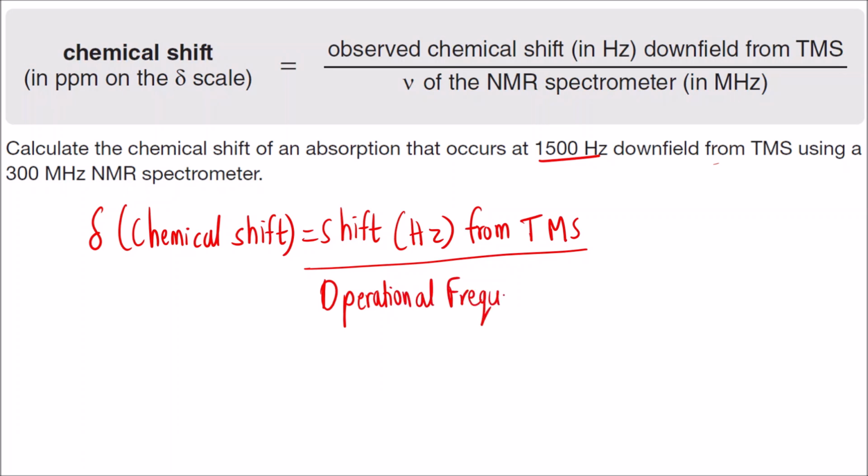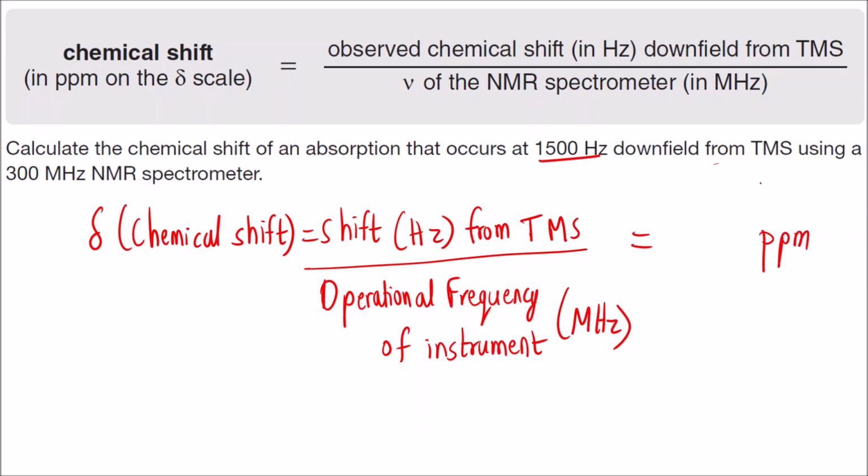The operational frequency of the instrument is in megahertz, so this is 10 raised to 6. So the value you get is in the power of 10 raised to minus 6. That is nothing but parts per million, million meaning 10 to the power of 6. The unit will be ppm. So the shift is 1500 hertz divided by the NMR instrument frequency of 300 megahertz. The answer is 5 ppm.